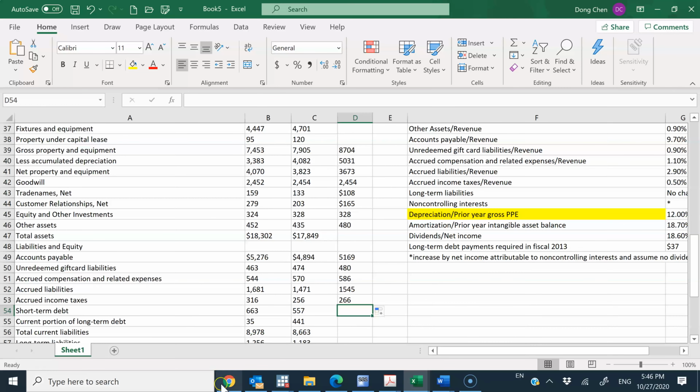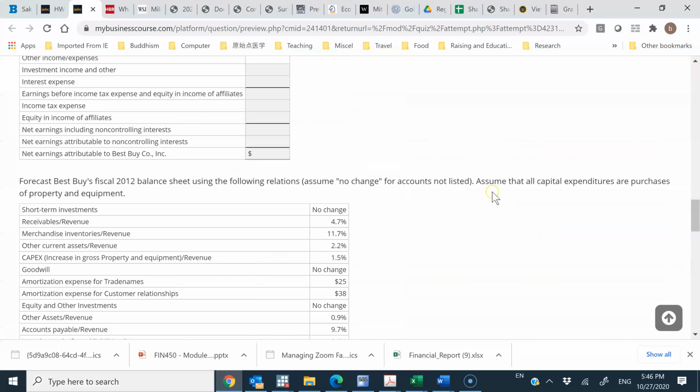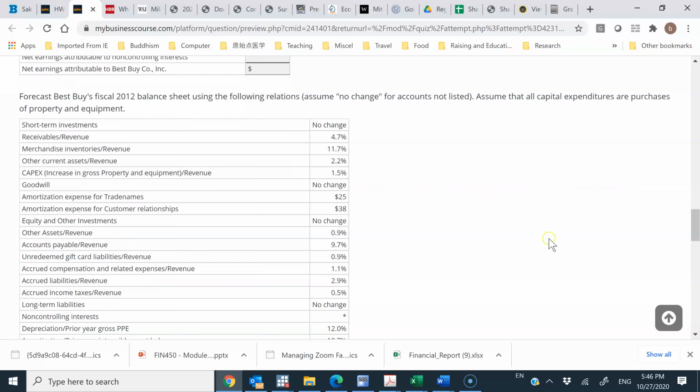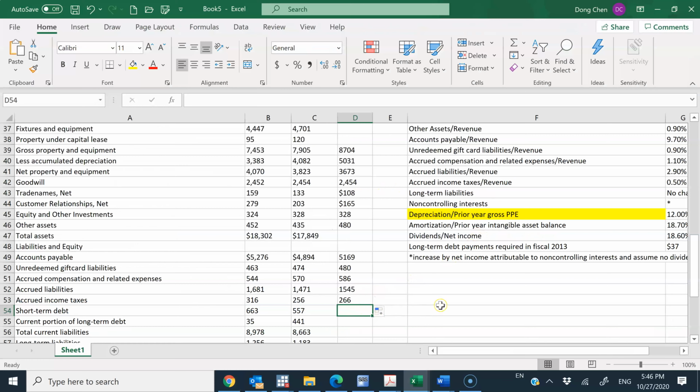So what does that mean? I think it means that if you go back to the setup, it says something which we can find to be useful. Assume no change for accounts not listed. So this might be one of the examples, short-term debt. So we just assume this to be the same amount as last year's.